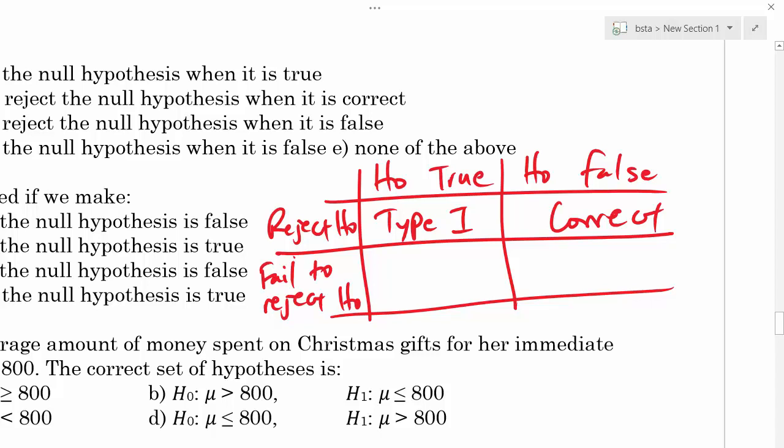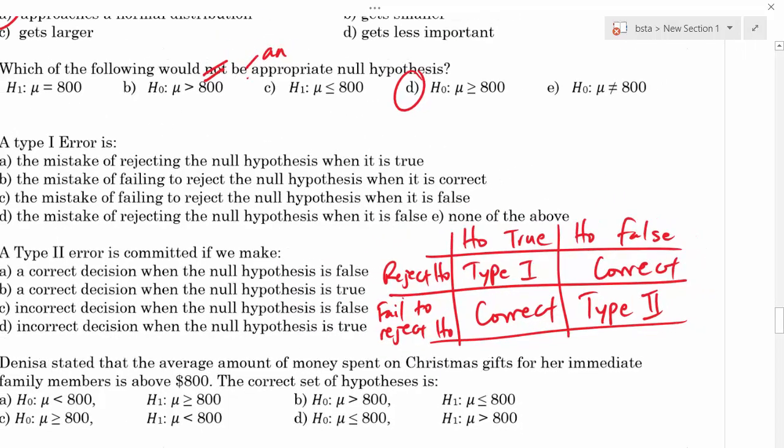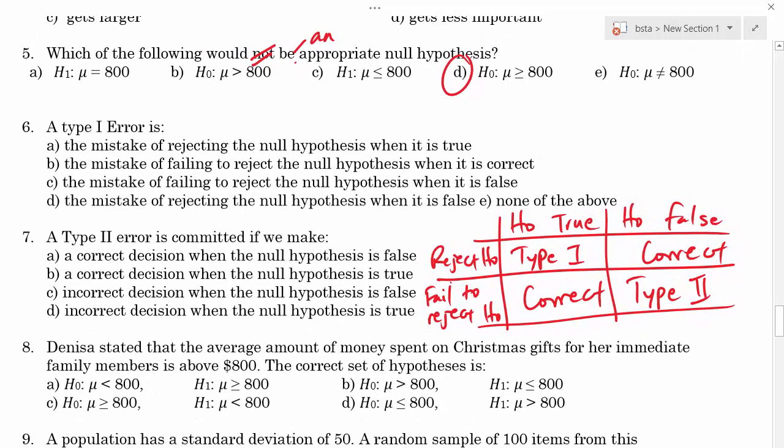If it is true and you don't reject it, that is also a what? Correct decision because it is true, so you didn't reject it. And if it is false and you don't reject it, you have committed what we call a type 2 error. So type 1 error is like sentencing an innocent person to prison, and type 2 is like freeing a criminal. Okay? Acquitting someone that is actually wrong. So, let's now answer the question. Type 1 error is A is correct.